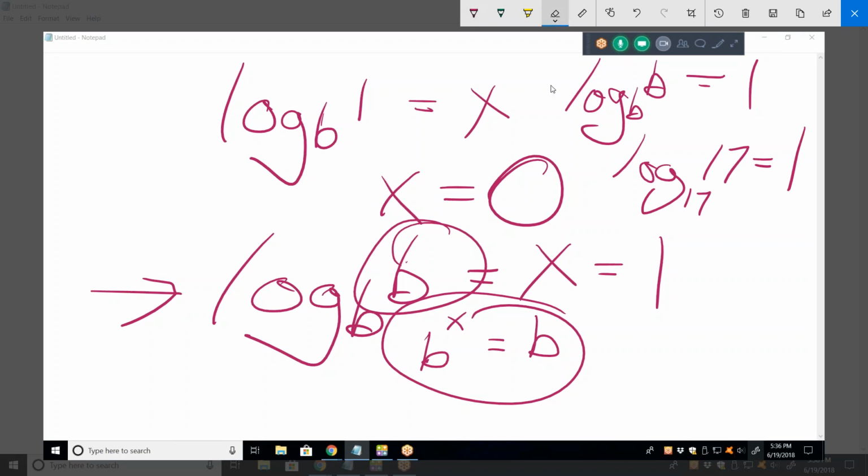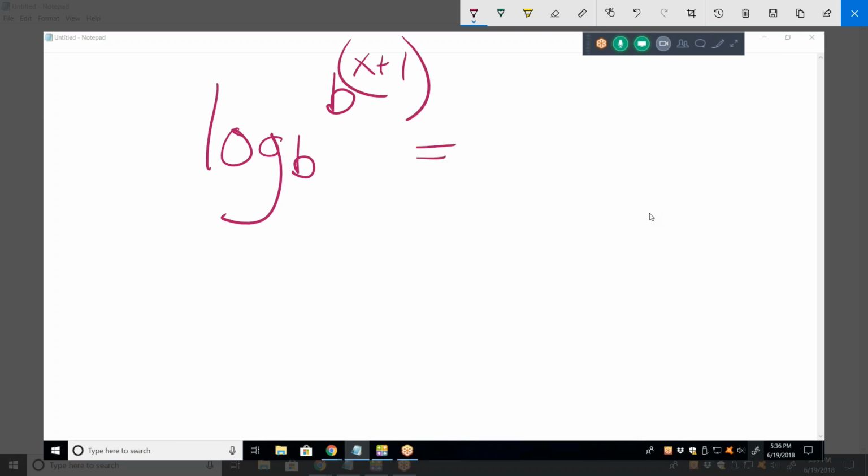And there's one other rule that, given the level of difficulty that you've shown me at this point, they're probably going to give you problems like this. If you have the log base b of b to the x plus 1, what's that equal to, do you think? Okay, so it would be b to the x plus 1 equals b.